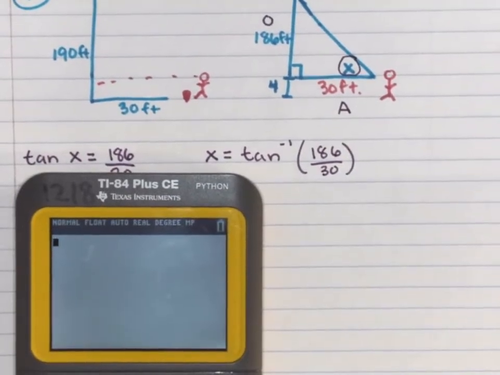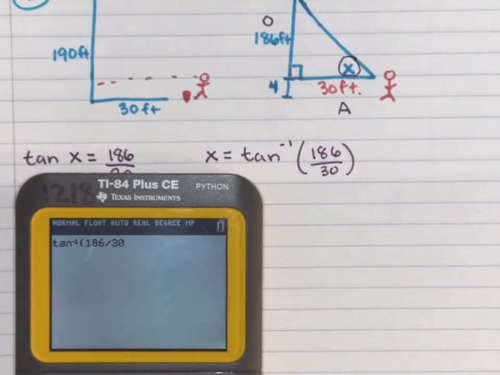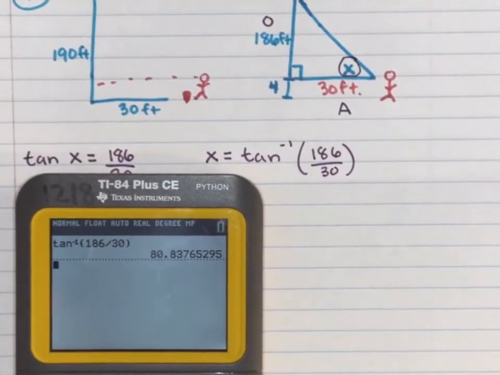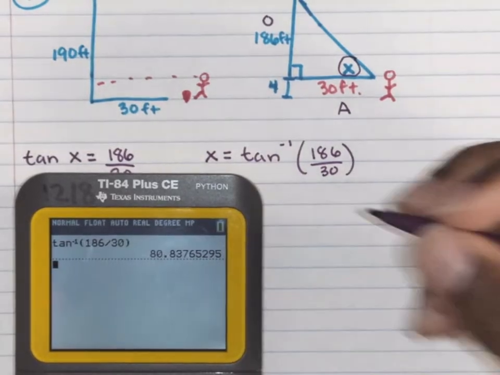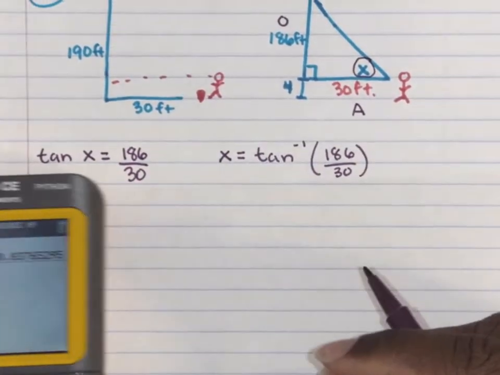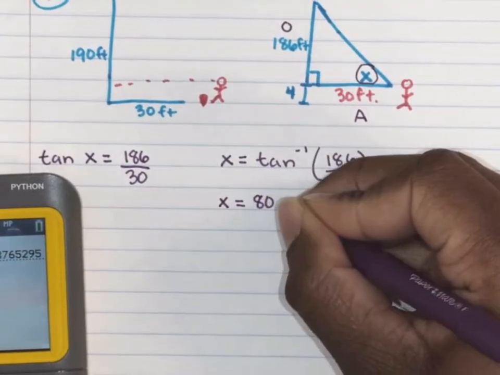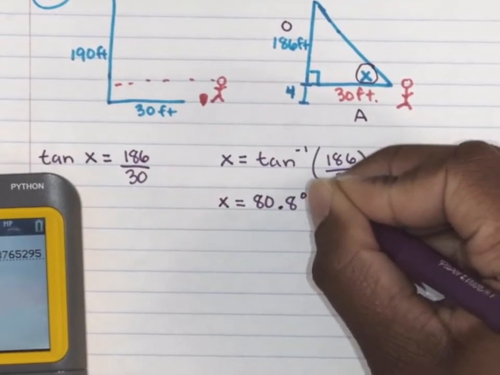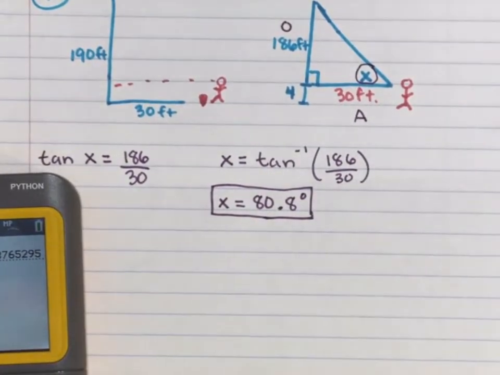Make sure it's in degree mode. The inverse of tangent when I have 186 divided by 30. This comes out to equal approximately, what are we going to say, 80 feet? Oh, sorry, it's degrees. So this will be 80.8 degrees, because this is an angle measure, sorry. So approximately 80.8 degrees is the angle of elevation.